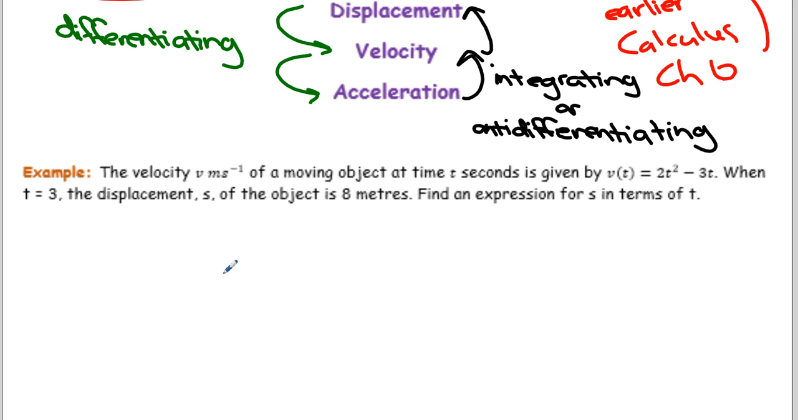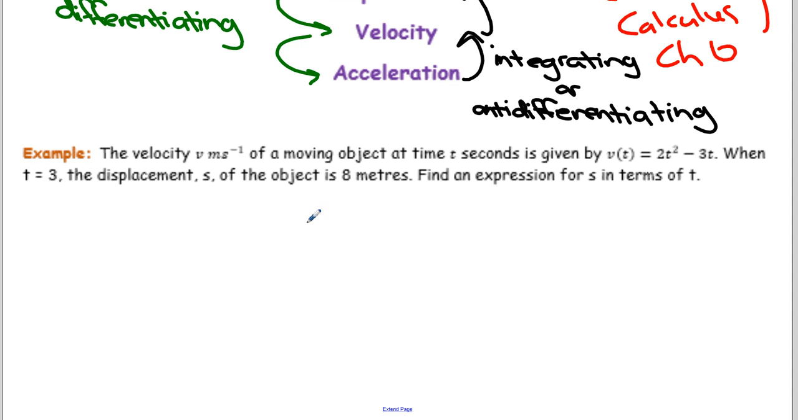Okay, so let's apply our knowledge. We've got 18 minutes. Velocity v, in ms minus 1. What's ms minus 1 mean? Meters per second. Yeah, it's just a physicsy way of saying meters per second. Of a moving object at time t seconds is given by 2t squared minus 3t.